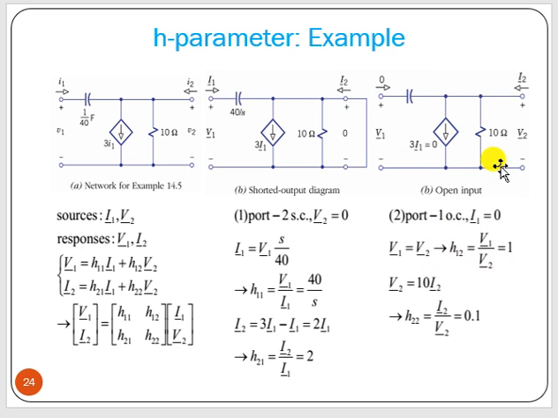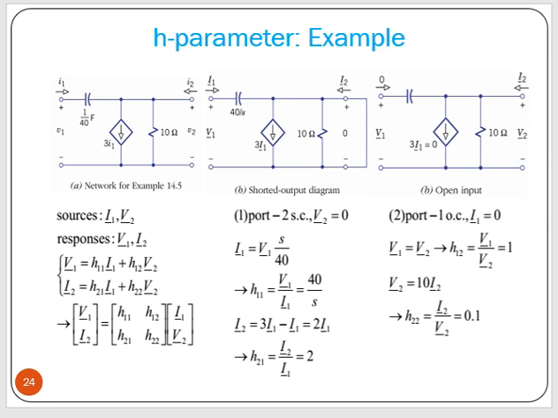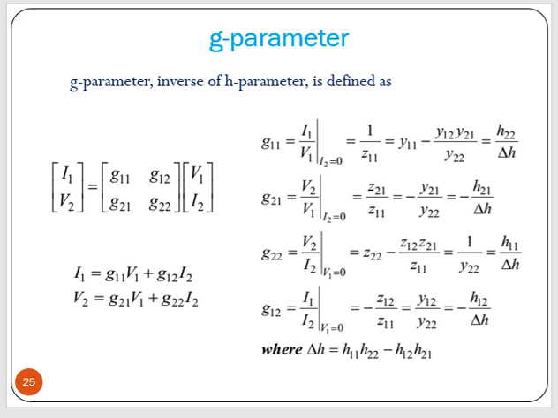Now V2 is equal to what? Nothing but 10 into I2. V2 equal to 10 into I2, the drop across the resistance. So I2 by V2 is the H22. I2 by V2 is nothing but 1 by 10, that is 0.1. So this is how we can solve it. Always try to remember the point of how we are making the other port short circuited or open circuited. According to that, you have to calculate.